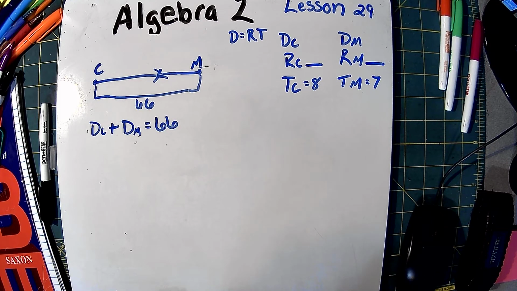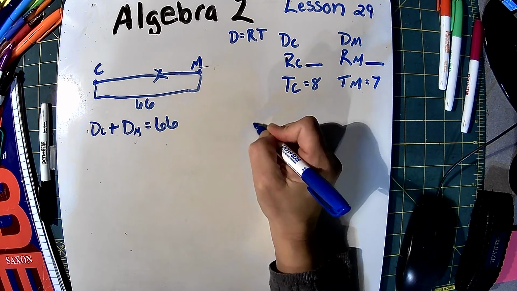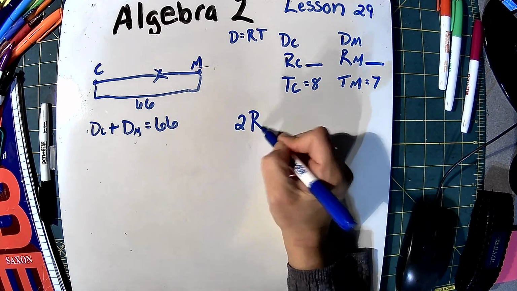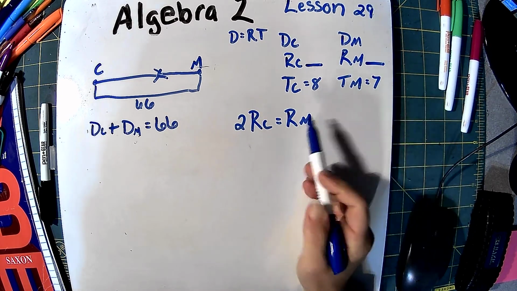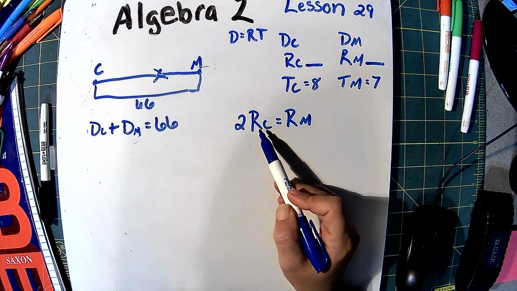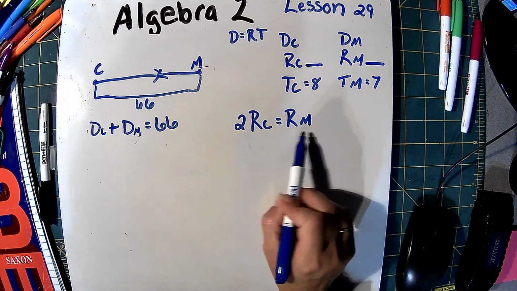Oh, Marshall Dillon's speed was twice that of Chester's. So 2 times the rate of Chester equals the rate of the Marshall. Marshall Dillon's speed was twice that of Chester's. Yes, 2 of Chester's equals 1 of Marshall.